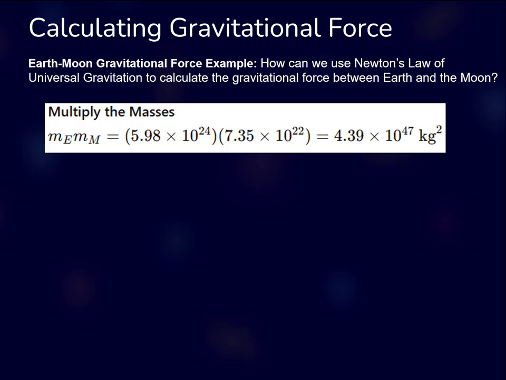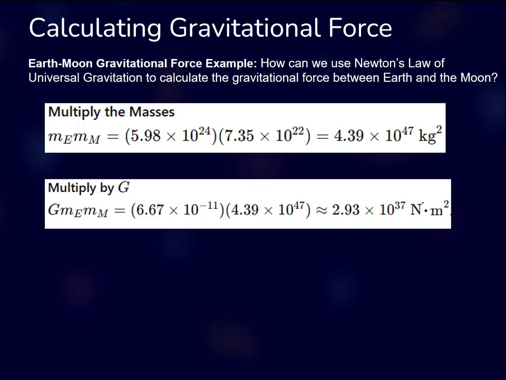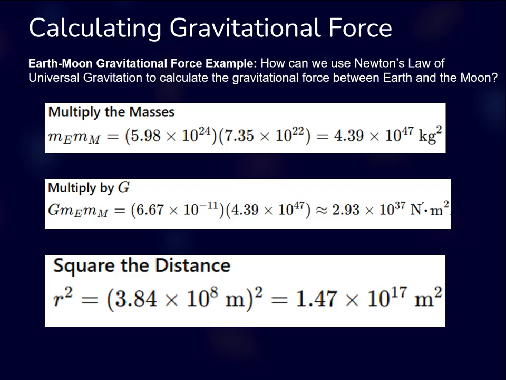Then we compute. Let's start by just looking at the two masses. Let's multiply them. 5.98 times 10 to the 24th multiplied by 7.35 times 10 to the 22nd ends up being 4.39 times 10 to the 47th power kilograms squared. Then we'll multiply what we just calculated by big G. So 6.67 times 10 to the negative 11th power multiplied by the 4.39 times 10 to the 47th power comes out to be 2.93 times 10 to the 37th Newton meters squared.